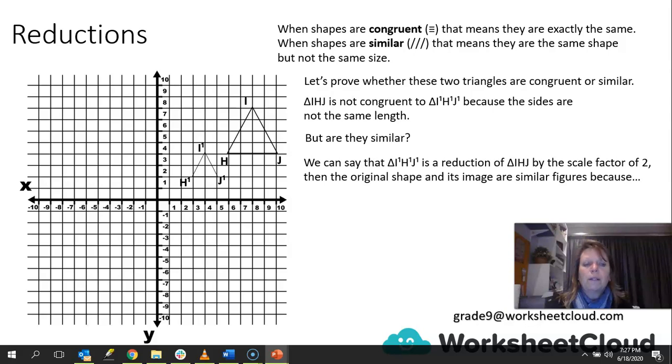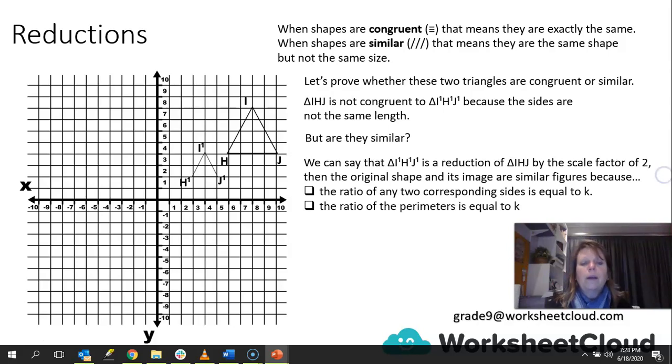Then the original shape and its image are similar figures because the ratio of any two corresponding sides is equal to K. Remember, K is the scale factor. So we can see that the ratio of the two corresponding sides is 2. The ratio of the perimeters is equal to K, so if we worked out the perimeters, one would be double the other. And the ratio of the areas is equal to K squared, so if we worked out one area and the other, you would see that it is equal to K squared.